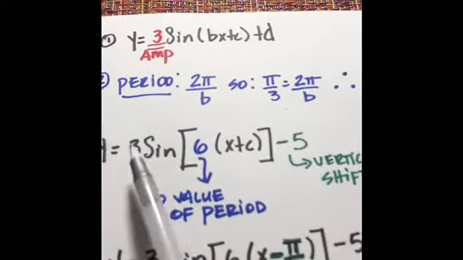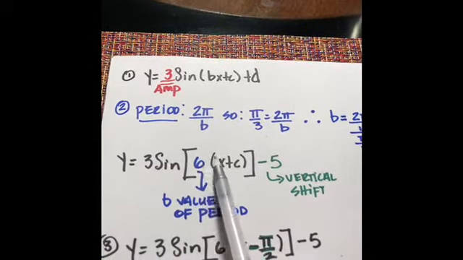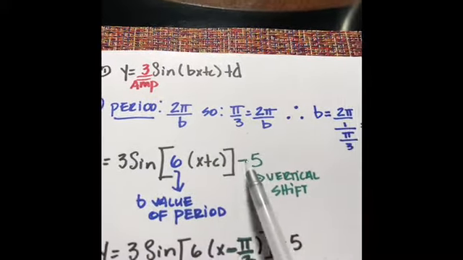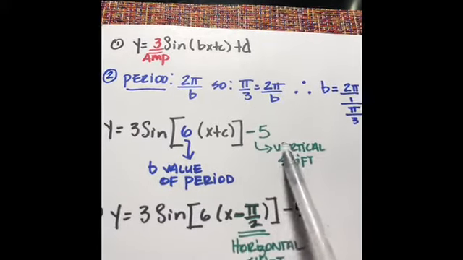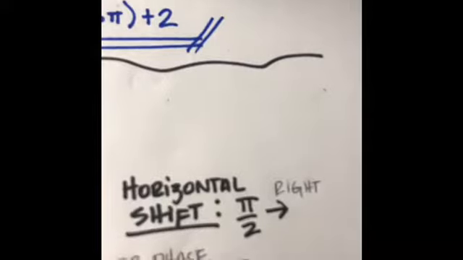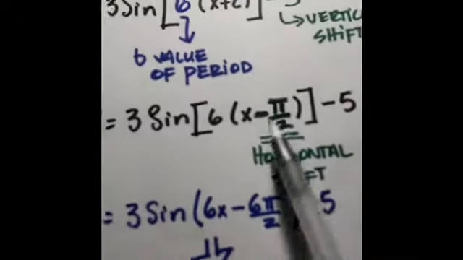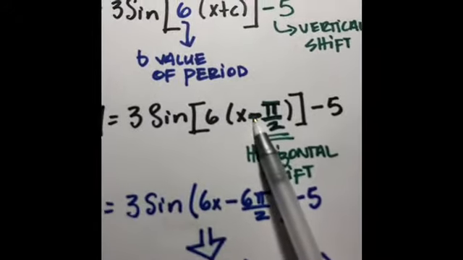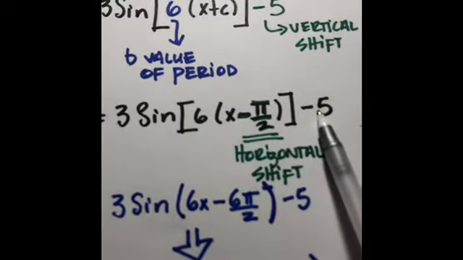So from there, I put it in the equation. y is equal to 3 sine of the value of b that I found, 6, and in the parentheses I leave x plus c. And the vertical shift of 5 units down is going to be represented as a negative 5. From there, I include the horizontal shift. They were telling me that the graph was going to be moving pi over 2 units to the right, or with a phase shift of pi over 2. Remember that the horizontal movement to the right is represented with a negative sign in the equation. So my horizontal movement is minus pi over 2, minus 5, which was my vertical shift.